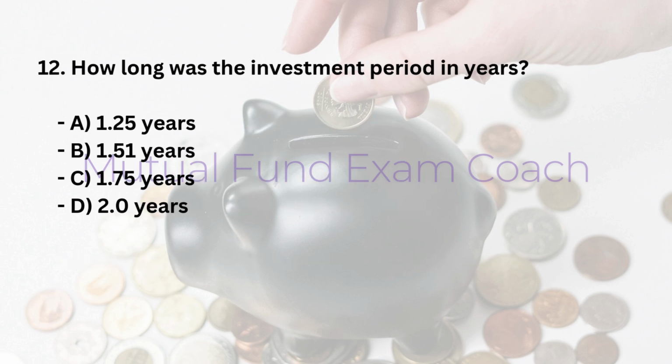12. How long was the investment period in years? A. 1.25 years. B. 1.51 years. C. 1.75 years. D. 2.0 years. Answer: B. 1.51 years.